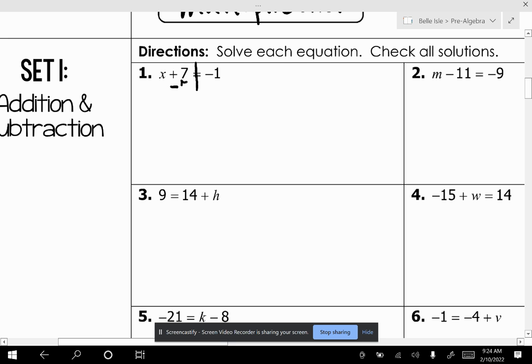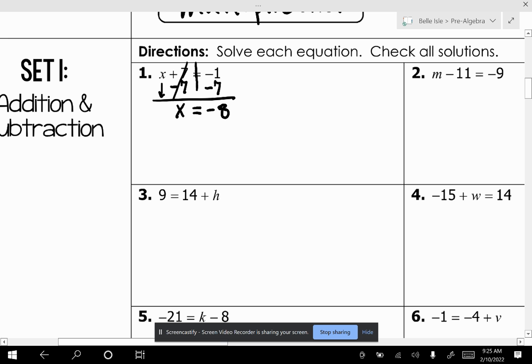So what did we say we needed to do? We're going to subtract 7. What you do to one side, you have to do to the other. Now I do some math. On the left side, I have a positive 7 minus 7. What's going to happen there? Yeah, they're going to cancel out. I'm going to bring down the x. So now I have x equals, what is negative 1 minus 7? Negative 8.